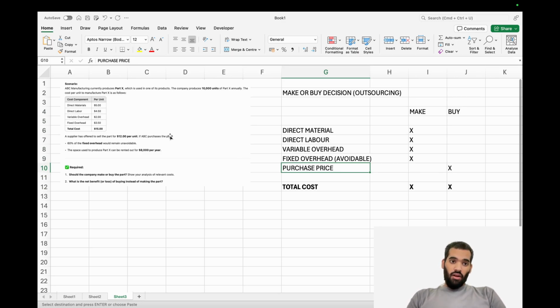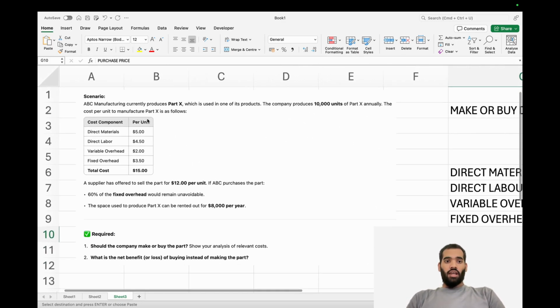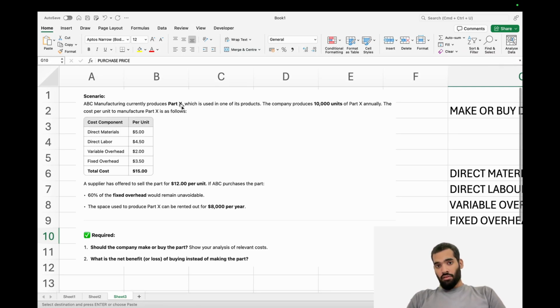So in the question, obviously we have a choice. Either we can make the part X ourselves, or we can buy the part X from an external supplier at 12 per unit. So we know a couple of facts here. If you notice, 60% of the fixed overhead is said to be unavoidable. That means the remaining 40% has to be avoidable, right? So that's the logic. If 60% is unavoidable, the remaining has to be avoidable.